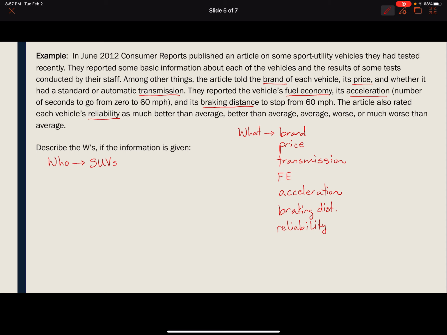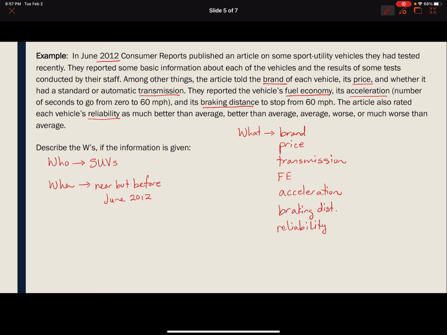Let's go back to the other W's. We also want to discuss when. It doesn't really say specifically, but the report was put out in June 2012. So it had to be before this time, but probably not way before this time. So we're going to say near, but before June of 2012. Again, the when is asking when the study was conducted.